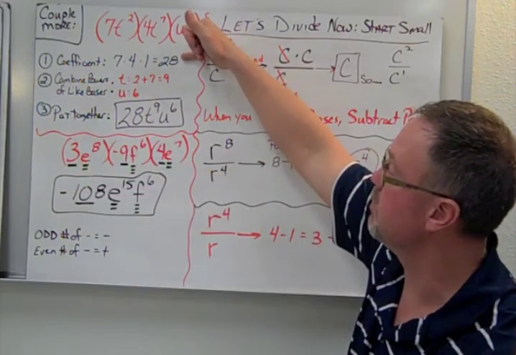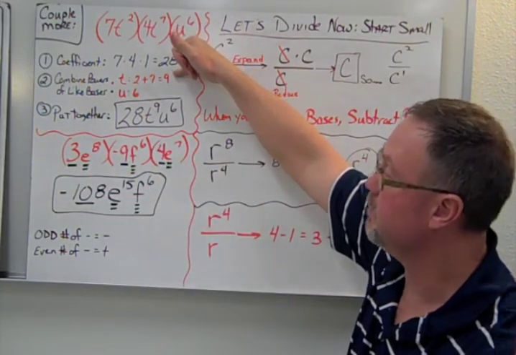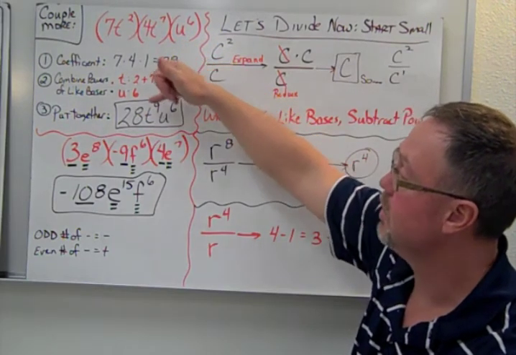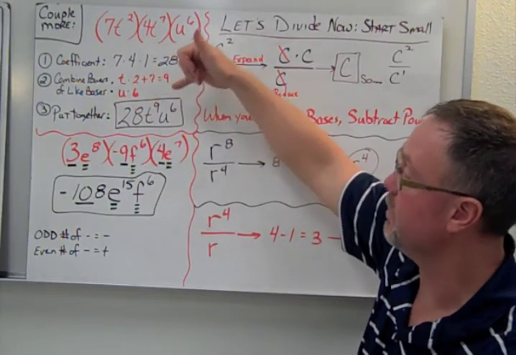So my coefficients multiply to be 28. My t power adds up to be 9. And the only thing that I had for my u was a 6. So I end up with 28t to the 9th, u to the 6th.